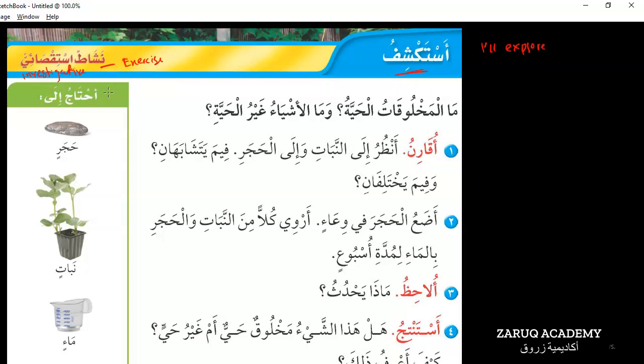So nashat is an investigative exercise or an investigative activity. You want to investigate in some experiment. You want to see some things practical based. So what are those things? ما المخلوقات الحية وما الأشياء غير الحية.